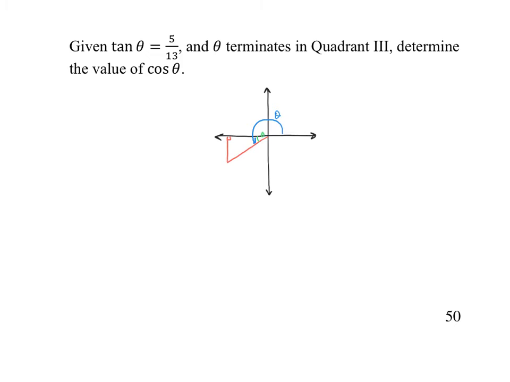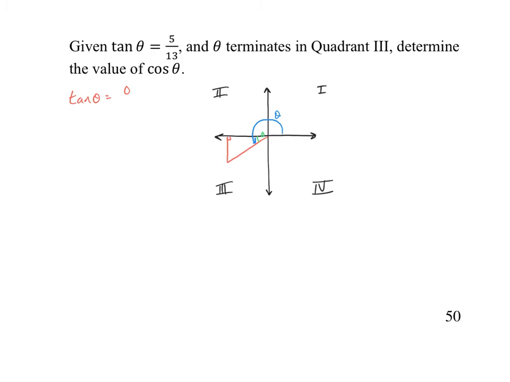Okay, here's my picture, and I haven't labeled it yet, but just as a reminder, quadrant 1 is over here, this is quadrant 2, this is quadrant 3, and we've got quadrant 4 down here. All right, so I was told that theta terminates in quadrant 3. Again, we start on the positive x-axis, and we go counterclockwise until we get into quadrant 3. This is where theta terminates. So remember, this blue angle that I'm drawing here is my angle in standard position. Then I'm told that tangent of theta equals 5/13. Now I want to think about what I know about tangent.